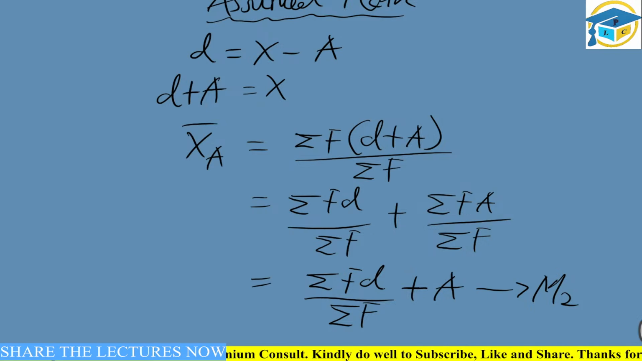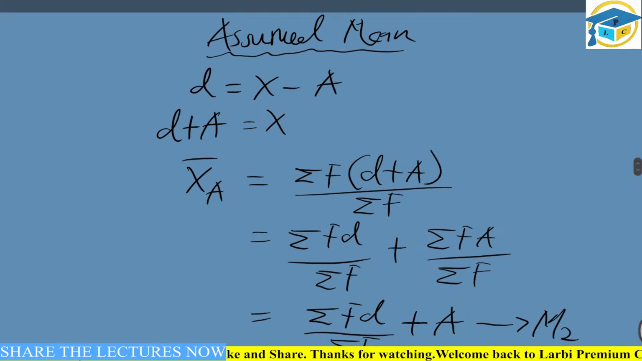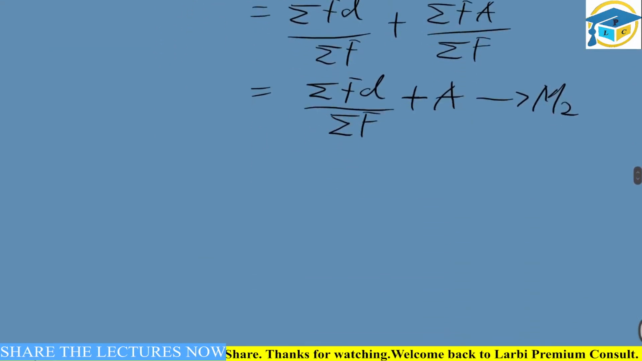Okay, so let's continue in that line. So that is for the assumed mean. Then the third method we're going to discuss for mean is where we want to introduce another method. We call that method the coding method. We call it the coding method.